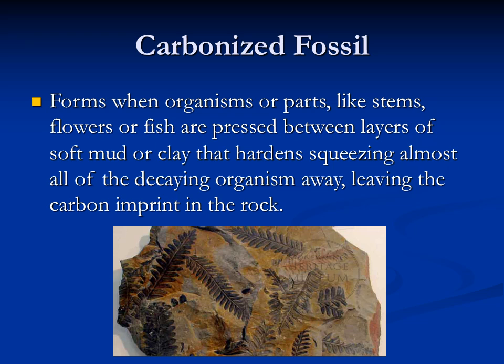Carbonized fossils form when organisms or parts like stems, flowers, or fish are pressed between layers of soft mud or clay. And then that hardens, squeezing almost all of the decaying organism away, leaving just a carbon imprint in the rock, which looks cool. It looks like it's almost painted on the rock. And it's not painted, but it's when it's pressed between the layers of the mud or clay, and it squeezes that out.